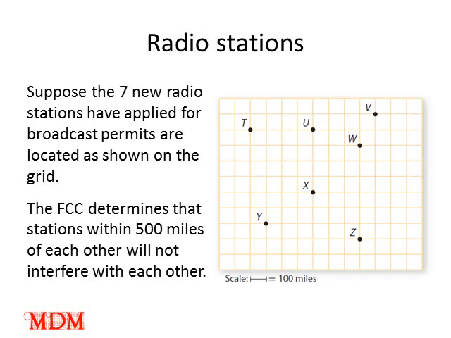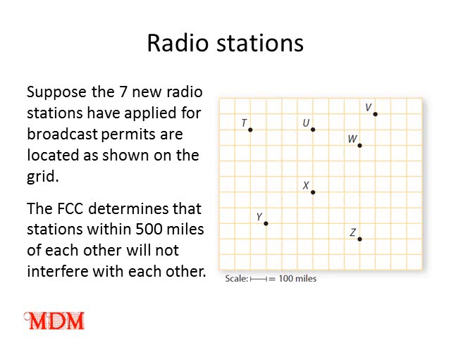Suppose 7 new radio stations have applied for permits to start broadcasting in the same region of the country. Some stations may interfere with each other, others may not. Suppose the 7 new radio stations are located as shown on the grid here. A side of each small square on the grid represents 100 miles. The FCC wants to assign a frequency to each station so that no two stations interfere with each other. The FCC also wants to assign the fewest possible number of new frequencies.